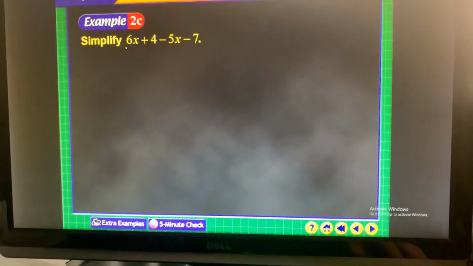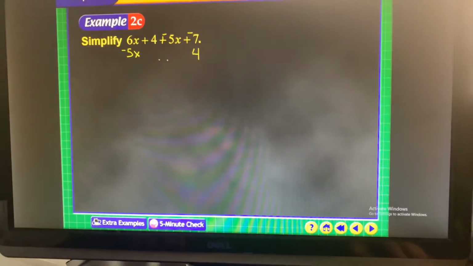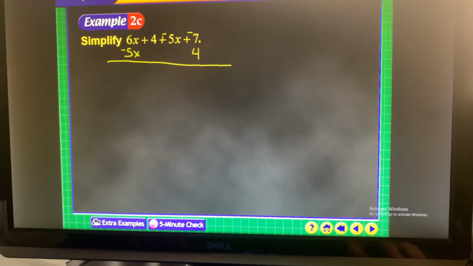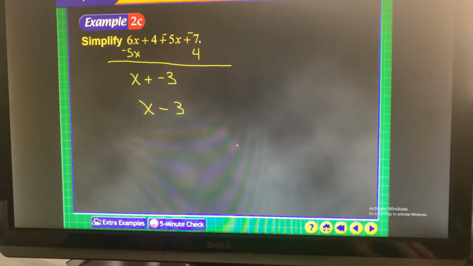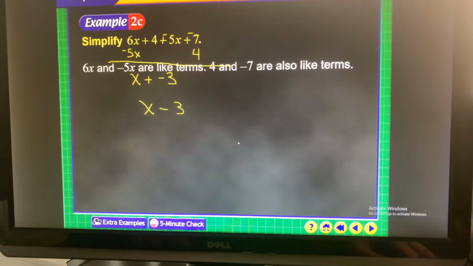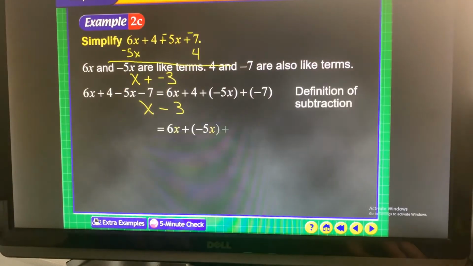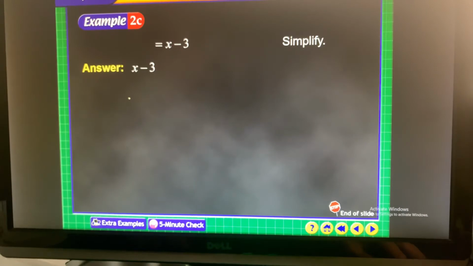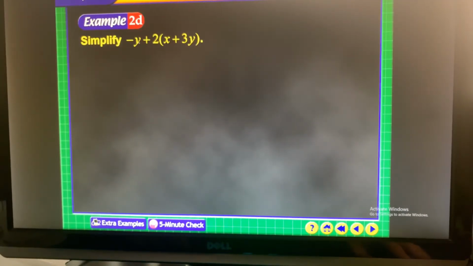So I have plus, negative, whatever I have more of, I'm going to put on top. So I have negative 5x here and 4 here. Draw your line. 6 plus negative 5 is just x. Negative 7 plus 4 is negative 3. So you would say x minus 3, just like that. So remember your integer rules from chapter 2. Different signs subtract. Take the sign of what you have more of.